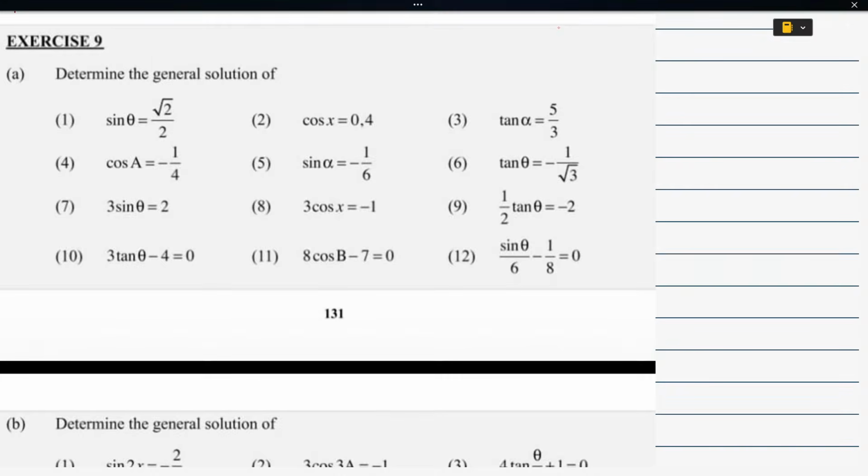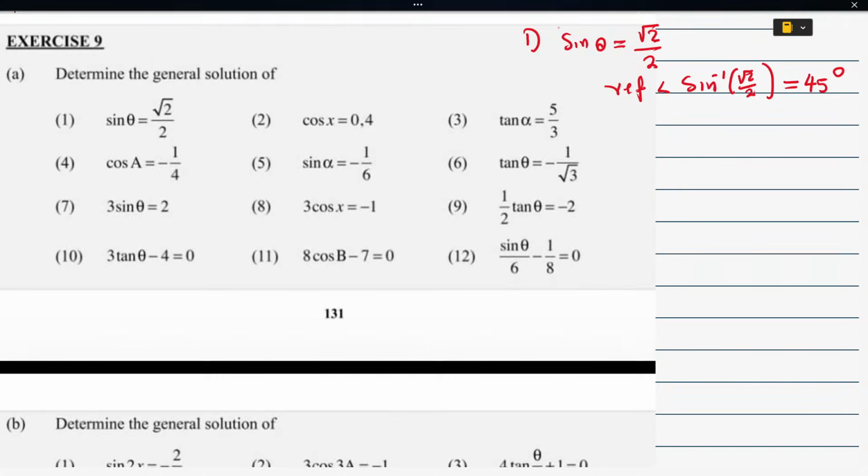We have many types of general solutions, but don't worry, we're going to cover everything. Right, number one, let's look at the first one. Sin theta is equal to root 2 over 2. How do you get the general solution? You start by getting the reference angle. What is the reference angle? You say arc sine root 2 over 2. You press your calculator. This one will be 45 degrees.